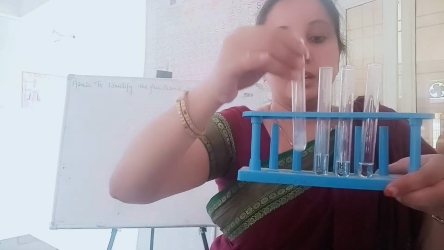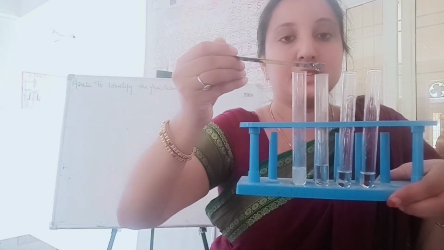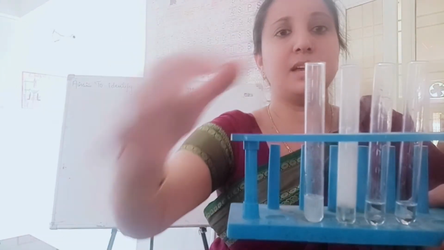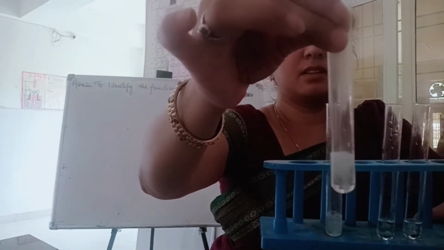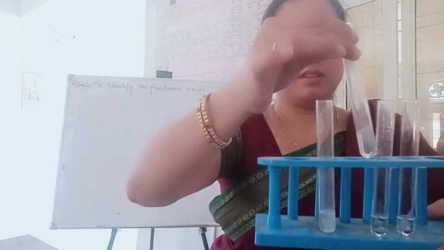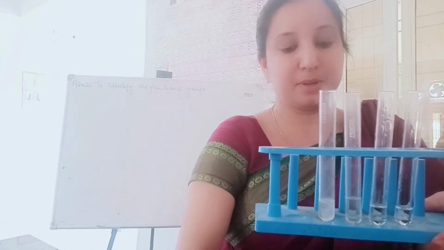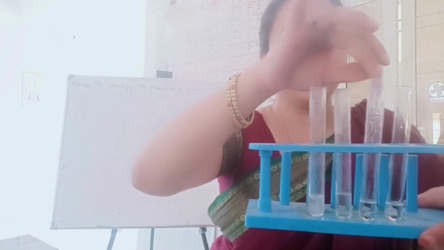Now in the second test, in the dilute HCl we have added sodium carbonate. Again, if you look, fumes came, a lot of effervescence came. Now let's look at the litmus paper. First of all I am putting a blue litmus paper. Let's look.